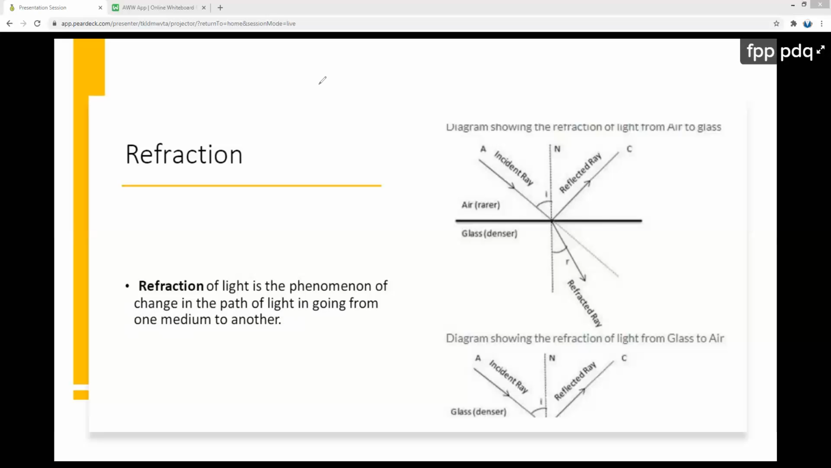Now just to give you an idea, the incident ray, when it's going from rarer to denser medium, bends towards the normal. This is the normal, and this is how it should go. The incident ray is traced backwards, but it's moving towards the normal. And the other one, it would move away from the normal.